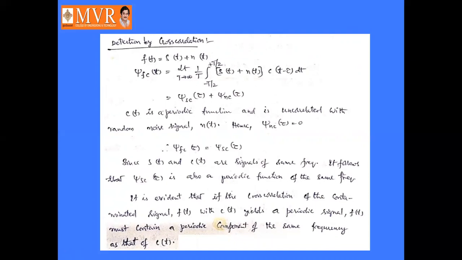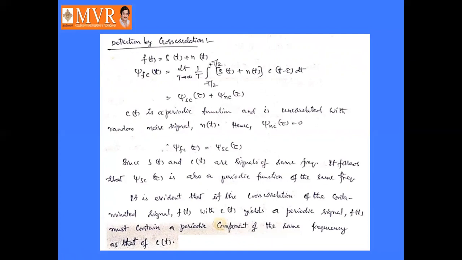So it is the integral of S of t into C of t minus tau dt plus n of t into C of t minus tau dt. So that is J_sc of tau plus J_nc of tau. C of t is a periodic function and is uncorrelated with the random noise signal. Then J_nc of tau is equal to 0. Therefore, J_fc of tau is equal to J_sc of tau.